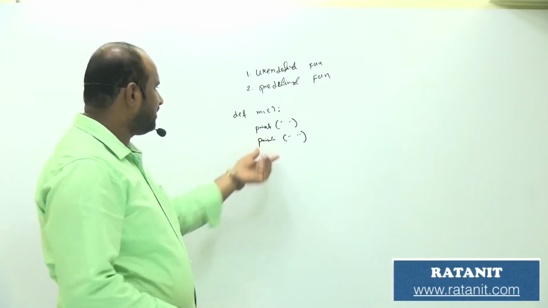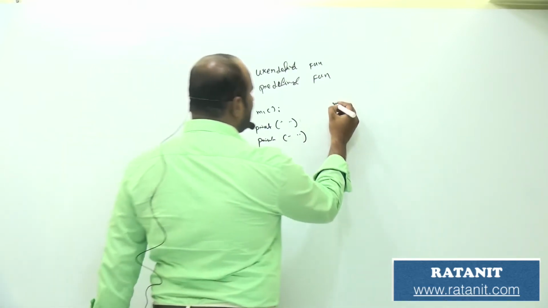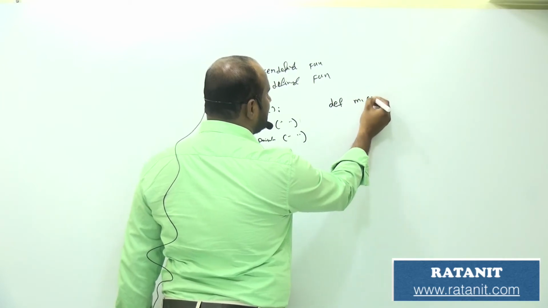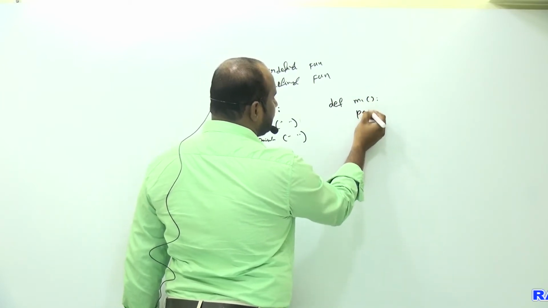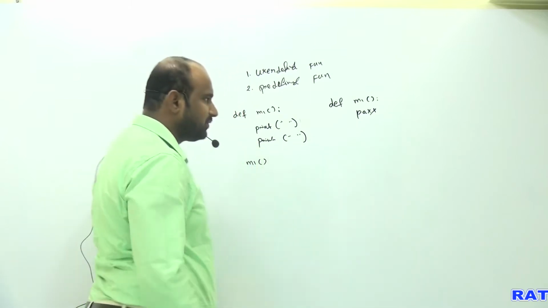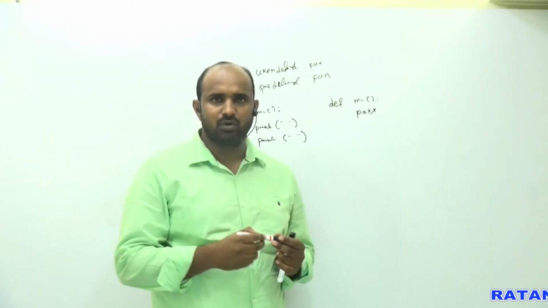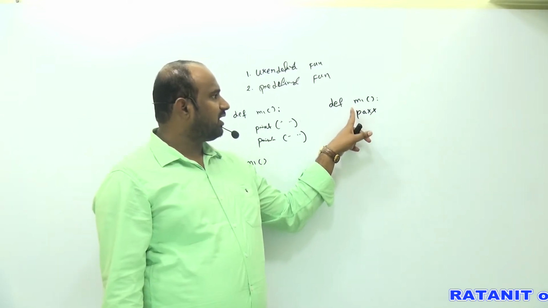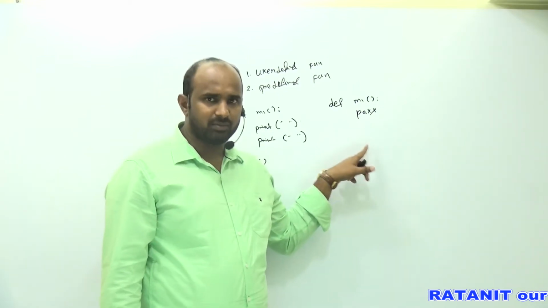Then, sir, you said print something, but I want the function without a body. So simply write def m1. If you don't want the body, simply write pass. Pass is nothing but an empty body. If you declare pass here, it means later we have to write the implementation.